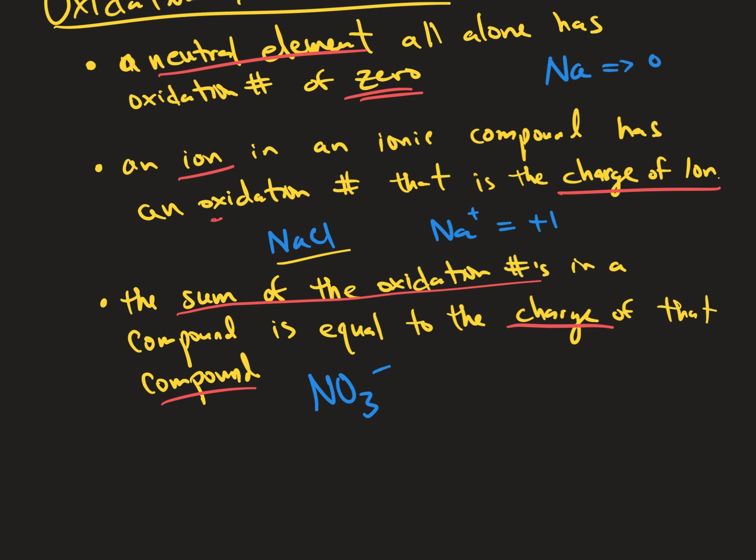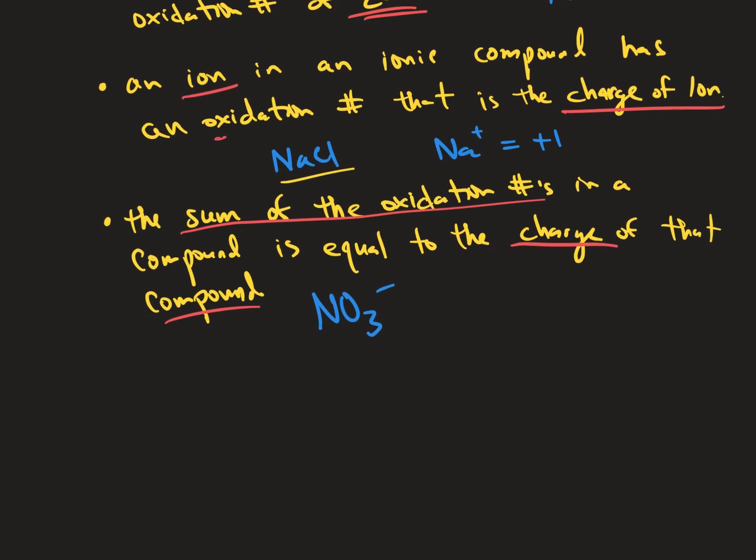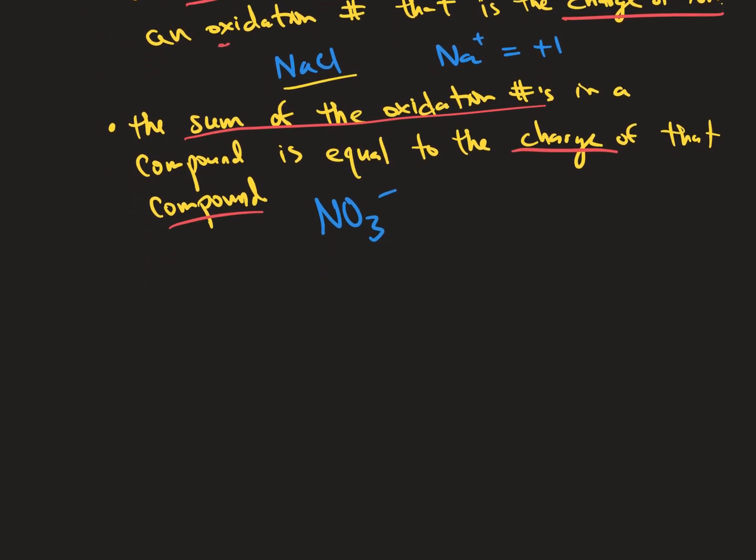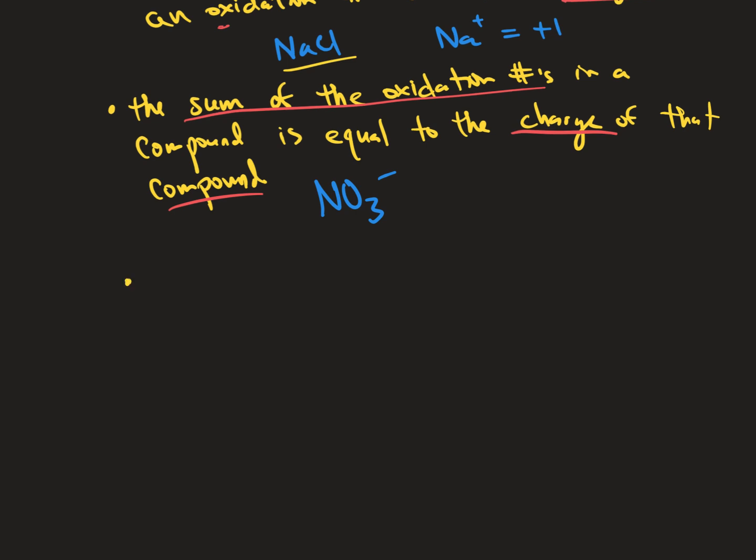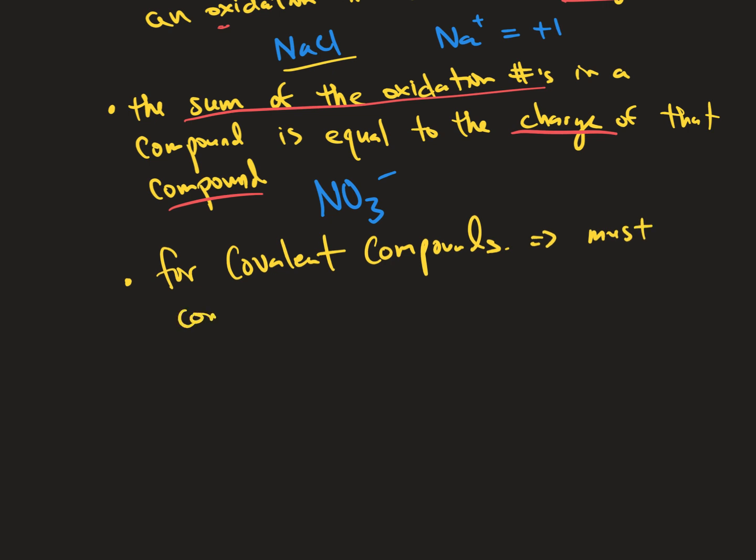And those are generally for ionic compounds. Pretty straightforward. The last one is for covalent compounds. We ready for it? Okay. So for covalent compounds, and it still works, the sum of them has to equal the charge of that compound. That's still true. We must consider in order.